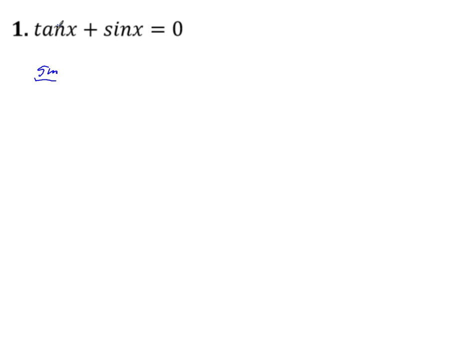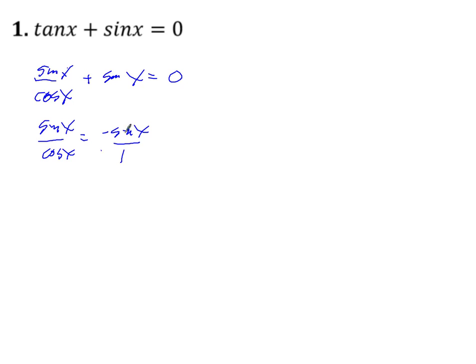So what I'm going to do is rewrite tangent as sine of x over cosine of x plus sine of x equals 0. I'm going to move the sine over to the other side of the equation. And remember, negative sine of x is the same as negative sine of x over 1. What I can do now is cross multiply, equals negative sine of x cosine of x. I can't divide by a trig function. That would eliminate solutions. So what I have to do is move this one over to the other side.